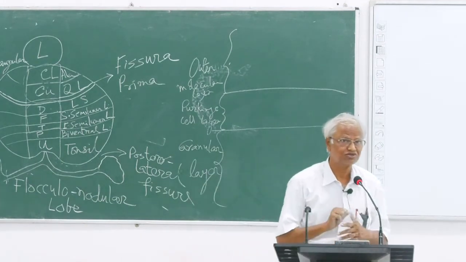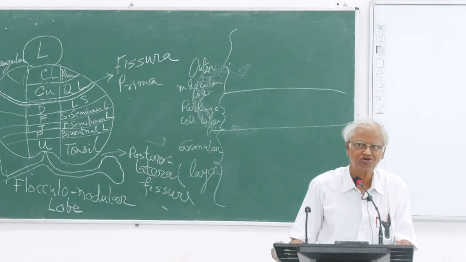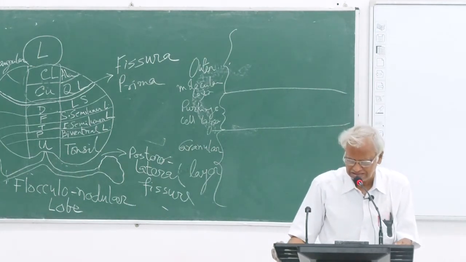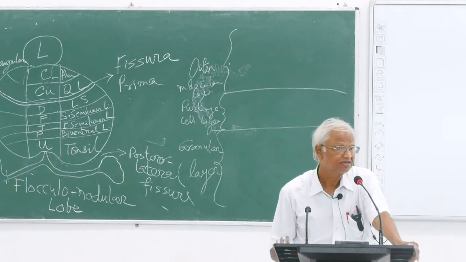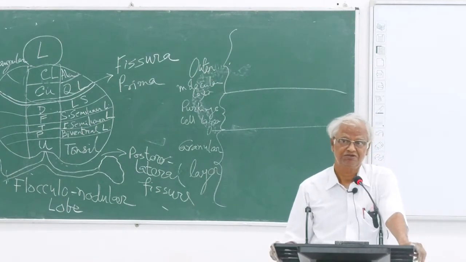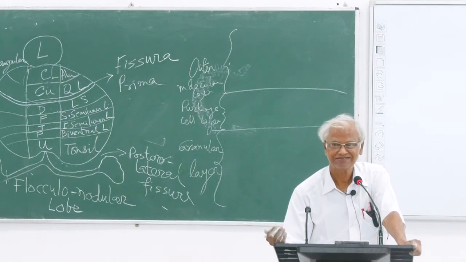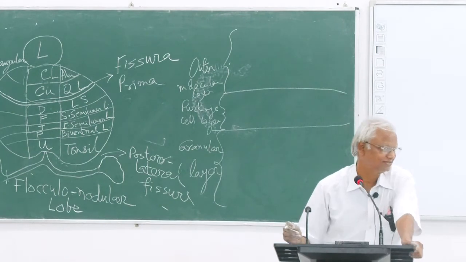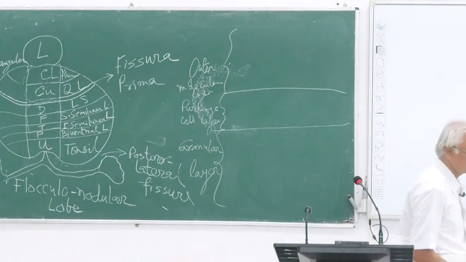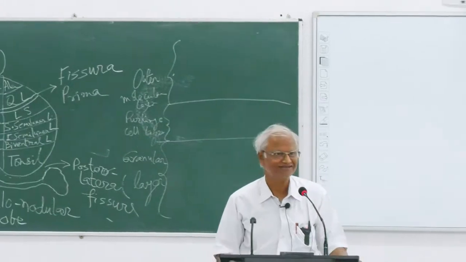Outer molecular layer, lots of nerve fibers. And the Purkinje cell layer is the narrowest. Only one cell thick, though the cells are big. What is the name of the cell in the Purkinje cell layer? Anybody? Purkinje cell. Good, very intelligent. The Purkinje cell, which occupies the Purkinje cell layer.